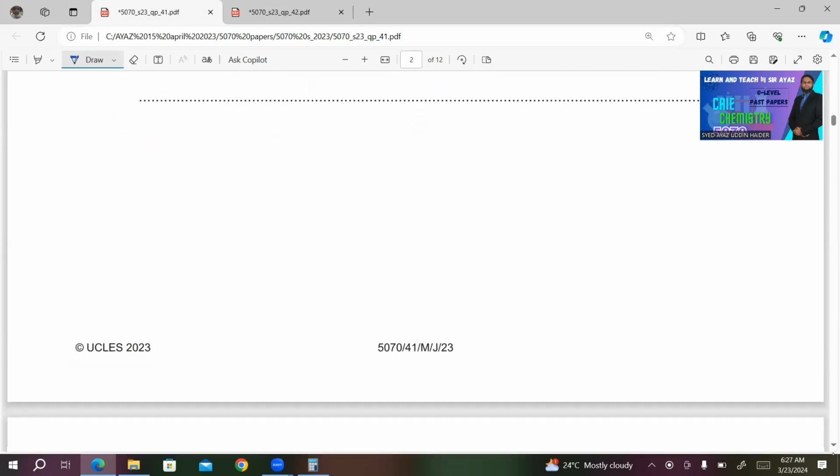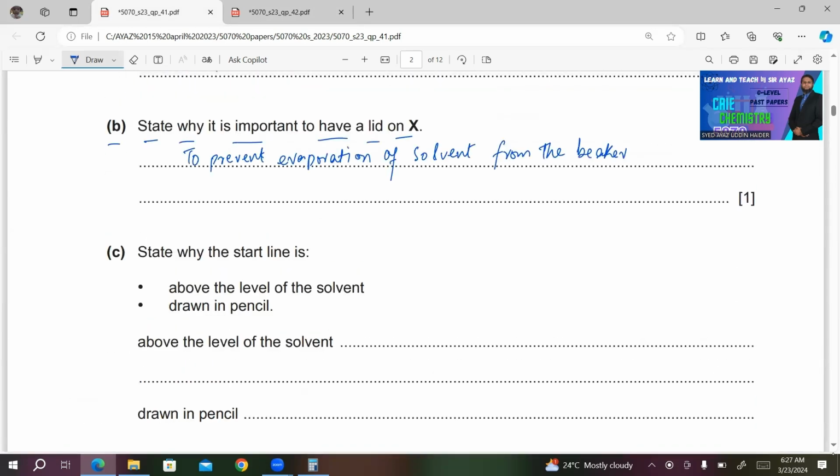C. State why the start line is above the level of the solvent and drawn in pencil. So a straight line should be above the level of the solvent so that the dye does not dissolve off the paper into the solvent. And why are we using pencil to draw the start line? Because the pencil does not dissolve in the solvent.